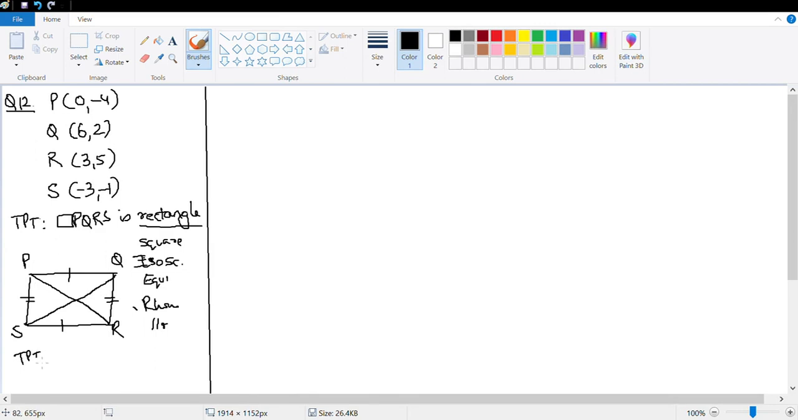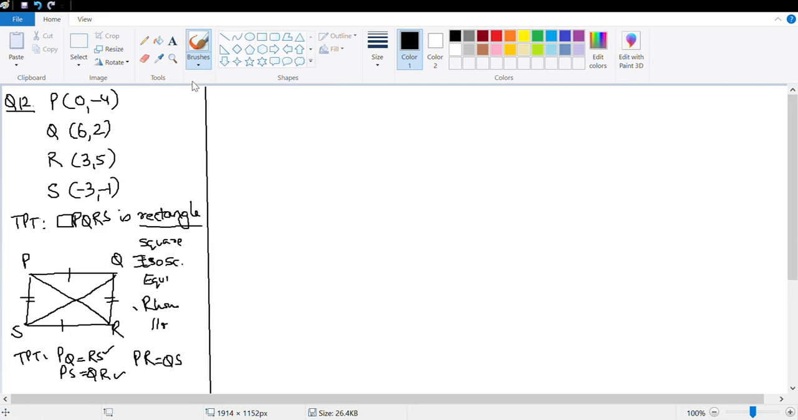So what I will have to do is prove that PQ is equal to RS. I will have to prove that PS is equal to QR, and I will also have to prove that PR is equal to QS, which is the diagonal. So these are the three things that if I prove, then I will be able to show that both pairs of opposite sides are equal, and also the diagonals are equal. So if I can prove all this, then I can prove that this is a rectangle.